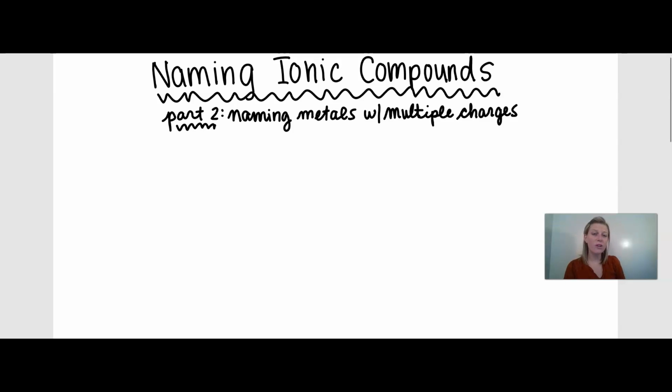Today we're going to continue our discussion on how we name ionic compounds. In our previous video, we spent a little bit of time talking about how we name just basic binary ionic compounds, but we also did take some time to talk about those polyatomic ions, or compounds that contain more than two types of atoms.